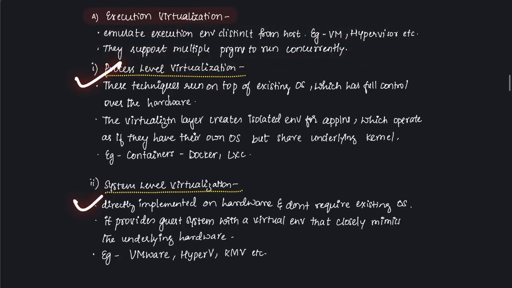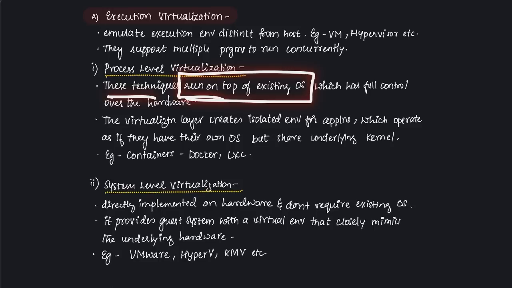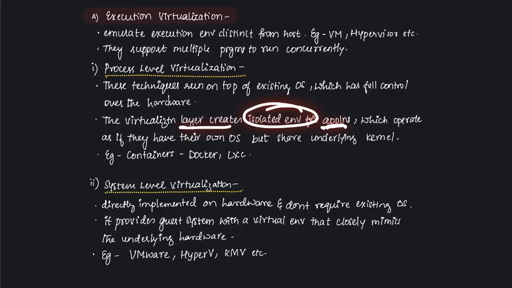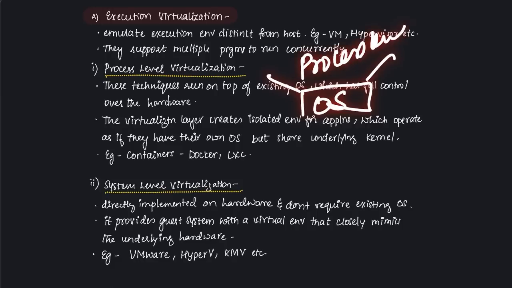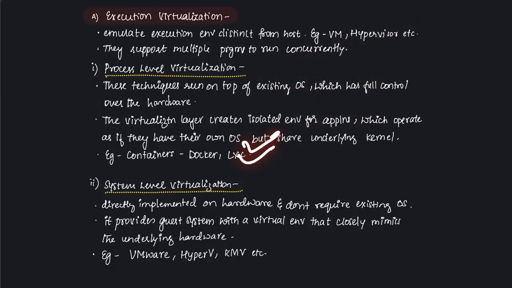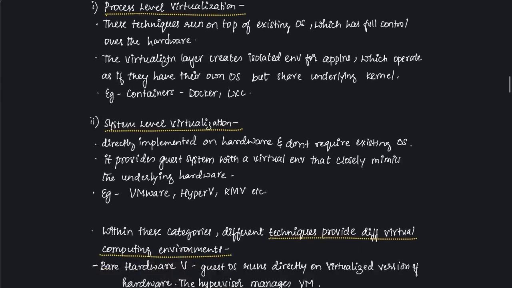Then we have process level and system level as subparts. Process level means these techniques run on top of the existing operating system, which has full control over the hardware. The virtualization layer will create an isolated environment for these applications, which will operate as if they have their own OS, but in reality they are working on top of the existing OS. That is process level. Examples here could be Docker or LXC. Then we have system level virtualization. In system level virtualization, it is directly implemented on the hardware and it does not require an existing operating system. Examples here could be VMware, Hyper-V, KVM and others.